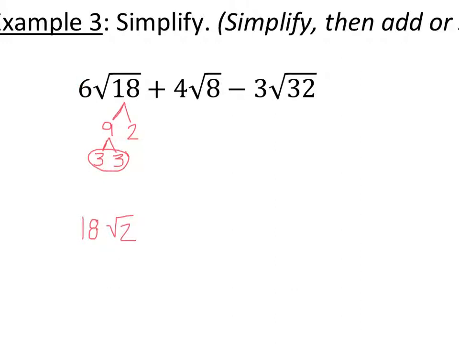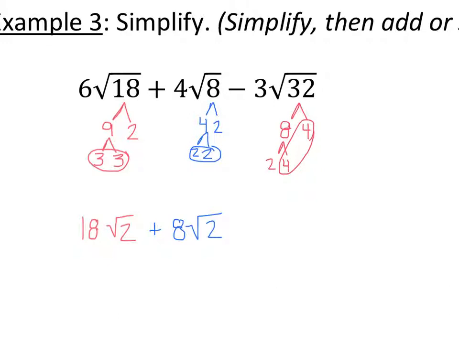Okay, now let's break down the 8. 4 and 2, 2 and 2. You get 8 square root of 2 when you multiplied 4 by the 2. Okay. Let's see, 8 and 4, 2 and 4. I can go ahead and circle my 4s. So minus 12 square root of 2. When you multiplied 4 times 3, you get 12, and then your 2 is left over.